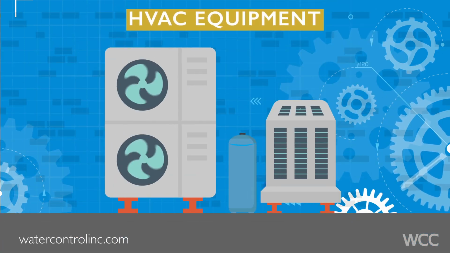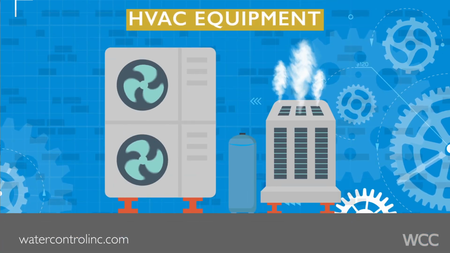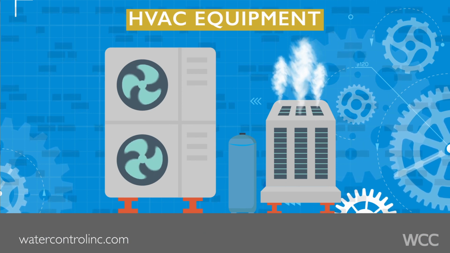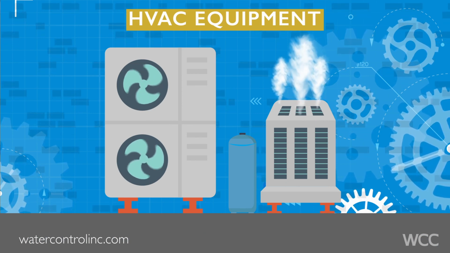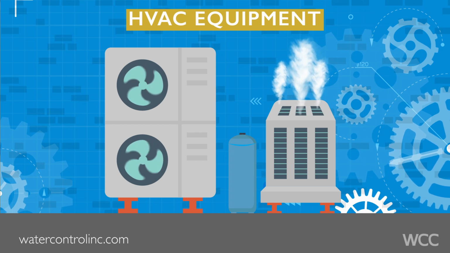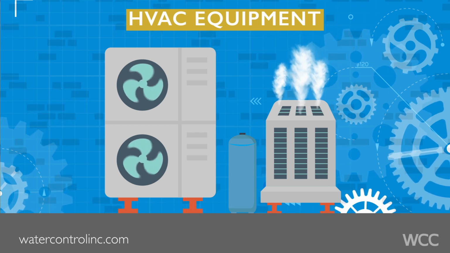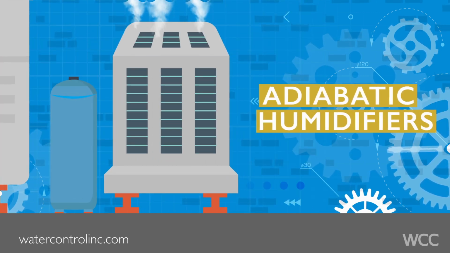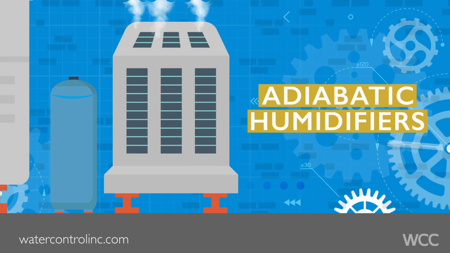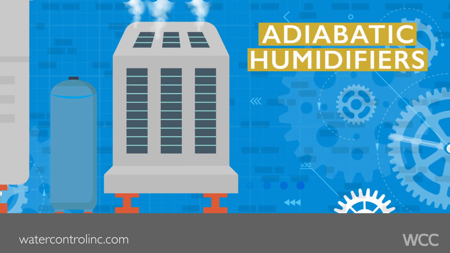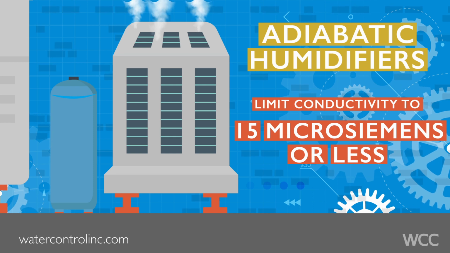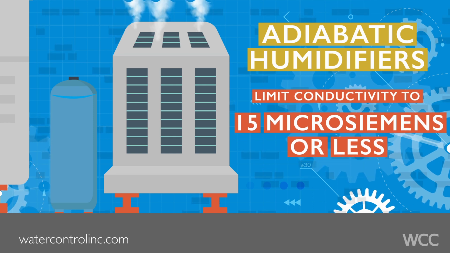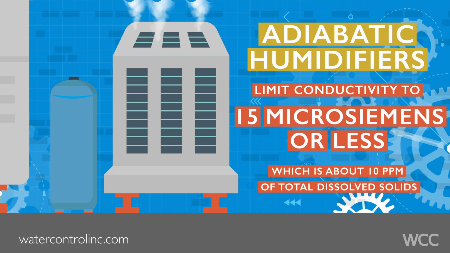If you're feeding HVAC equipment, such as clean steam generators or humidifiers, it's critical to adhere to the quality requirements of the equipment manufacturer. The quality levels needed can vary widely. A general rule of thumb for adiabatic humidifiers, which use high-pressure water atomizers, would be to try and limit conductivity to 15 microsiemens or less, which is about 10 parts per million of total dissolved solids.